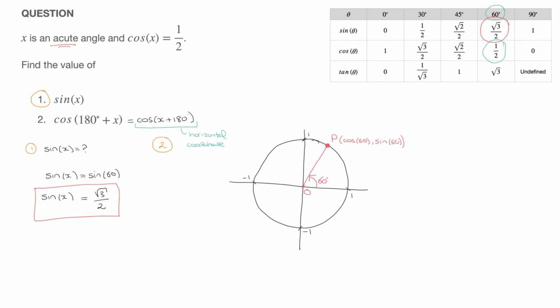Now you may have noticed I keep on saying horizontal coordinate instead of x coordinate. And that's simply because in this question, the angle that's made here is what's being referred to as x. So I'm forcing myself to use the term horizontal coordinate instead of x coordinate to avoid any confusion. That being said, I carry on.